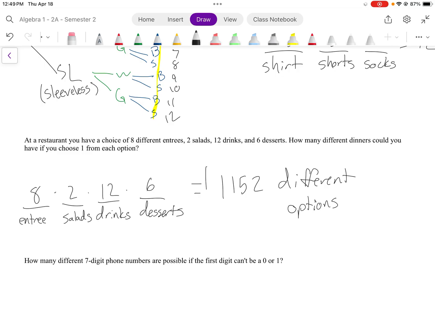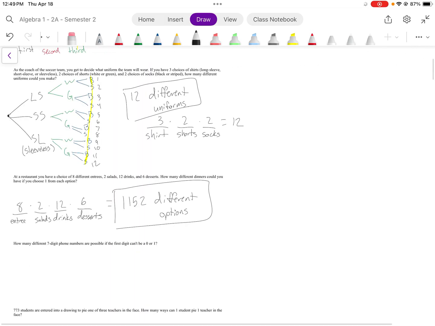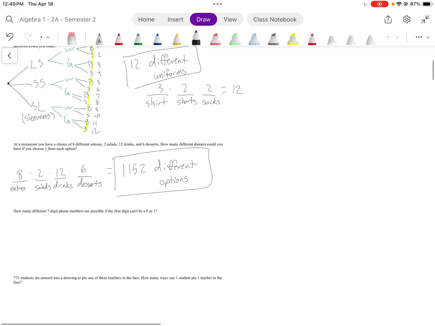Now, you could make a factor tree or a tree diagram of that, but considering how much space the one that had 12 took up, if we got to one that had 1,152, that's going to take up your whole sheet of paper, probably. So make sure that we're getting comfortable with this fundamental counting principle, okay?